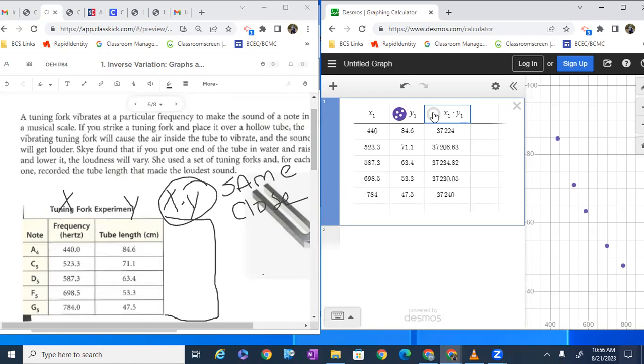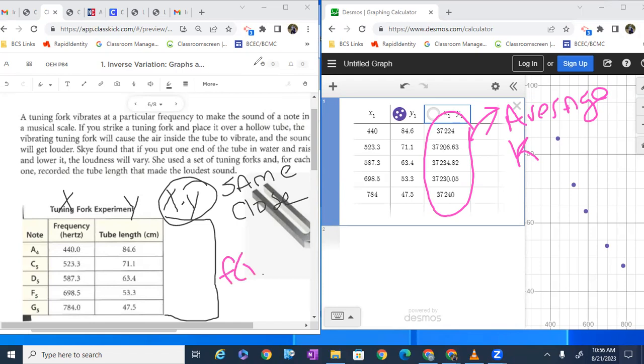Because they're really close to each other in this column, I'm going to see if I can model this data by finding the average of them. Because remember, what we're looking for is our constant of proportionality K so that we can set up our inverse variation of f of X equals K over X. So nice and easy to find the mean.